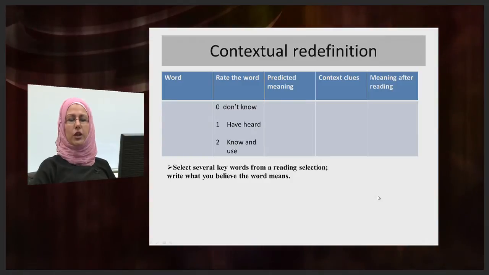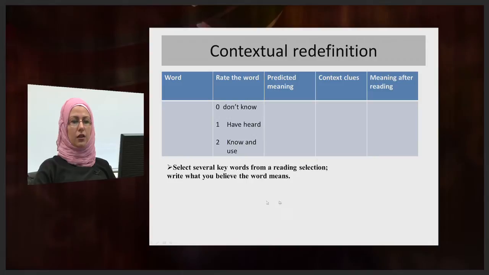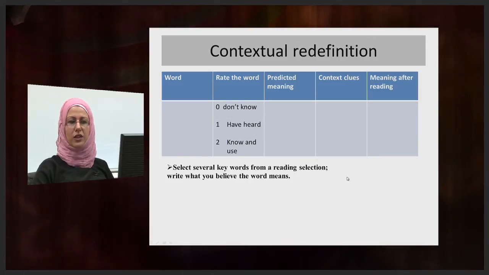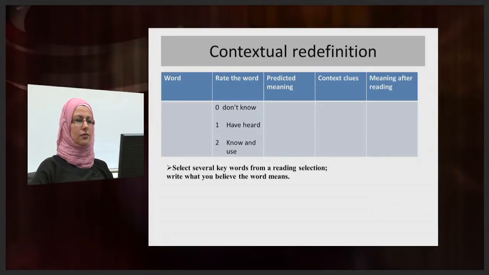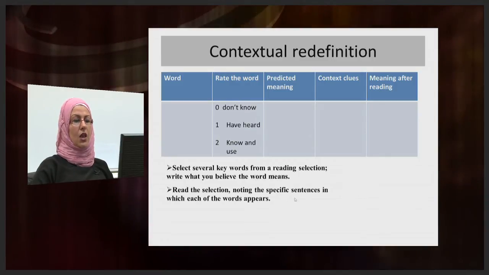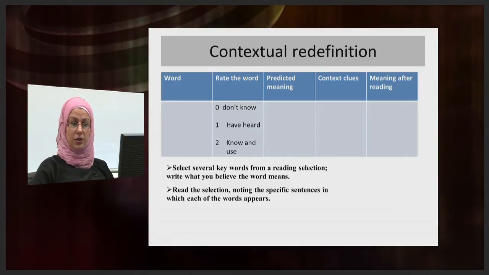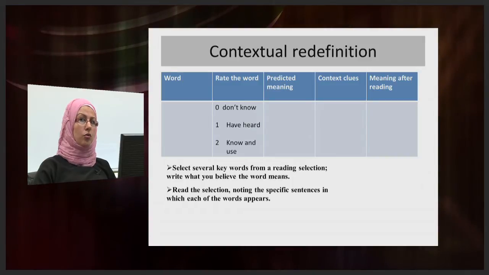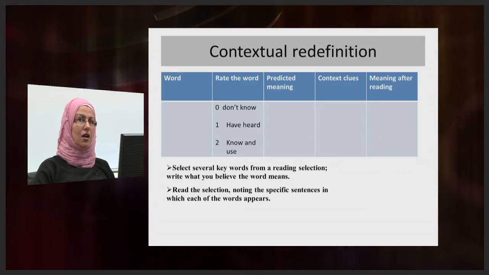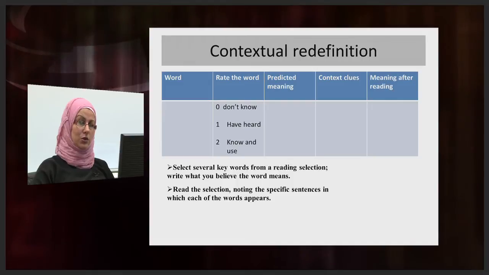Now, when you select keywords from your reading selection and you write what you believe the words mean, you are using your prior knowledge. When you read the selection, noting the specific sentences in which each of the words appears, you are helping your mind with the process of determining the word, figuring out the meaning of the word, analyzing context clues.